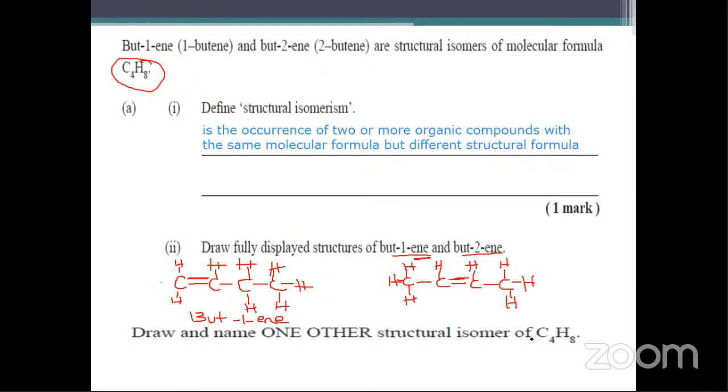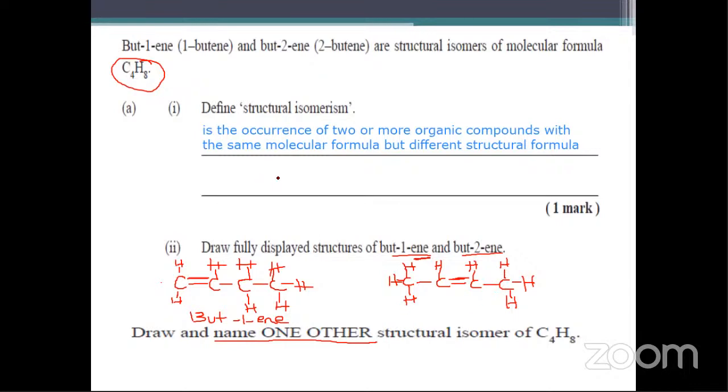Now, they're asking us to draw and name one other structural isomer of C4H8. So you need to draw another isomer. Now, maybe what is coming to your mind is you would say, okay, here the double bond is on the first carbon, and here it's on the second. So why not put it here? And that would be another isomer.